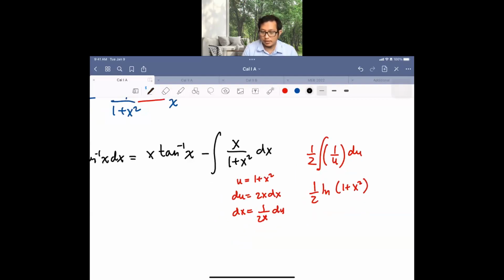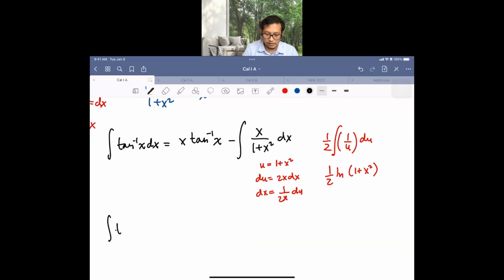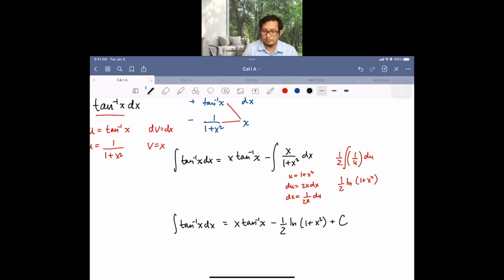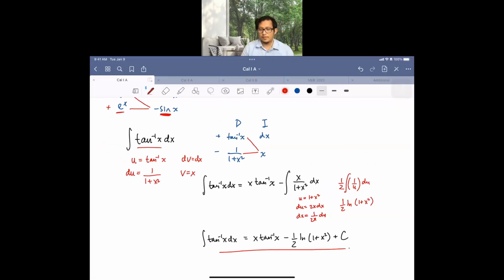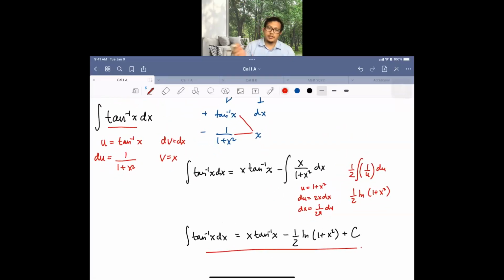So we could write down the calculations: the integral of tangent inverse x dx will be equal to x tan inverse x minus half ln(1 plus x squared), and then plus a constant. Okay, I think I will just stop here.